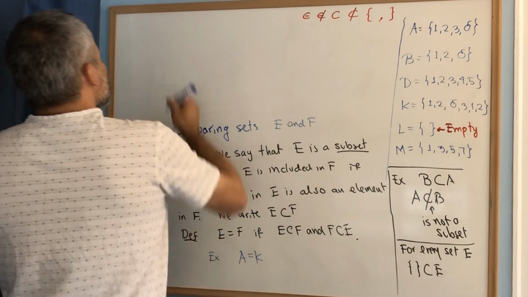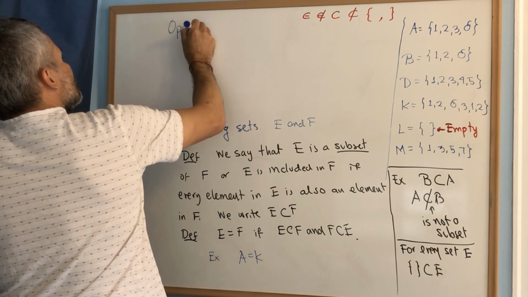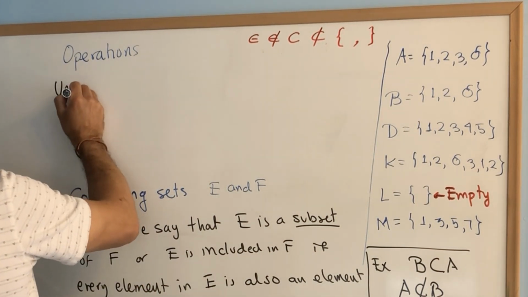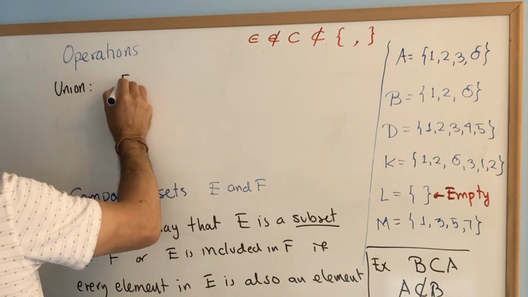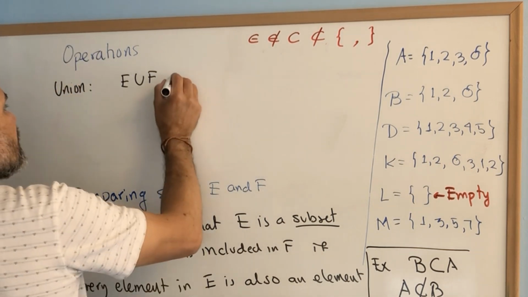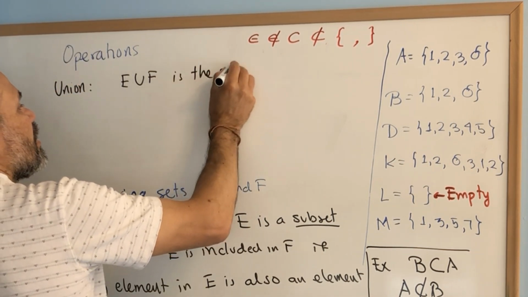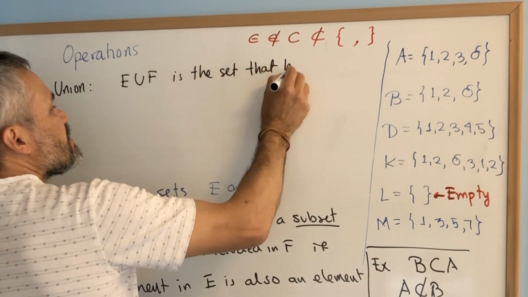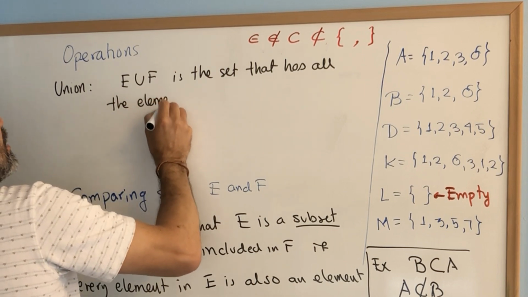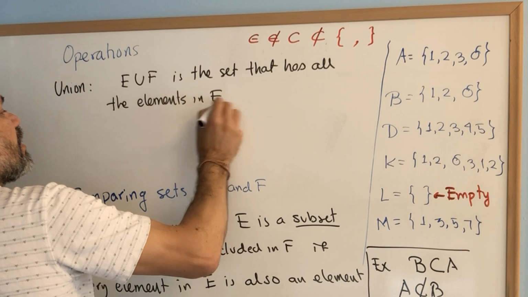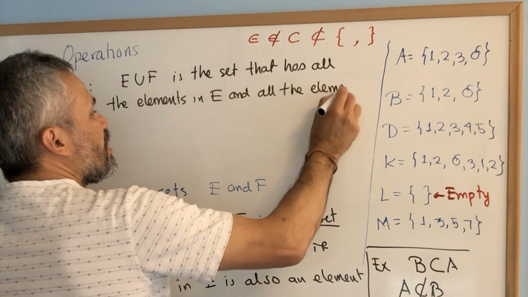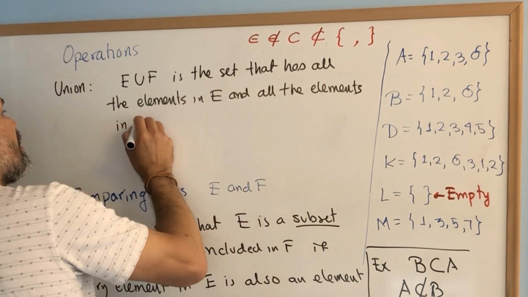Let me write operations. Then we have the union. And the definition is that E union with F is the set that has all the elements in E and all the elements in F.